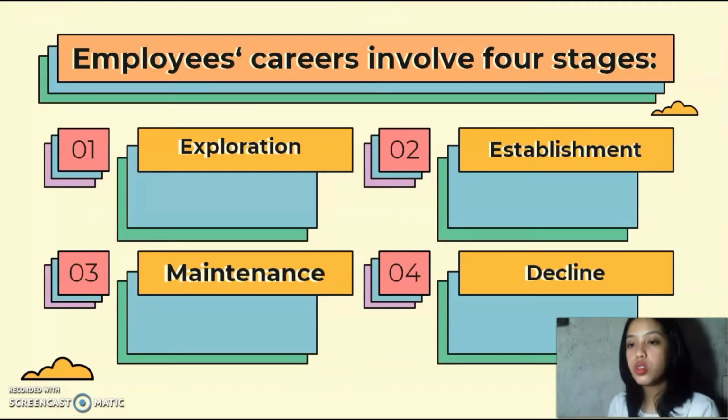Now let's proceed to the next one. Employees' careers involve 4 stages. The first one is exploration, second is establishment, third is maintenance, and the last is decline. In the exploration stage, employees attempt to identify the type of work that interests them. They consider their interests, values, and work preferences, and begin pursuing the type of education and training they need.